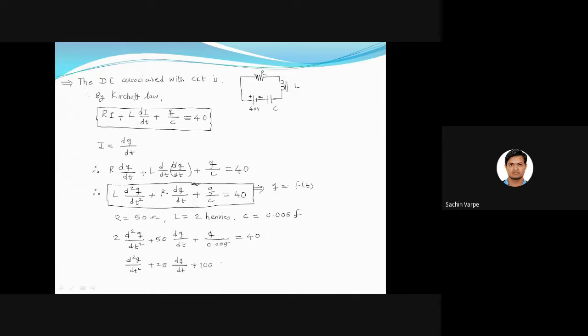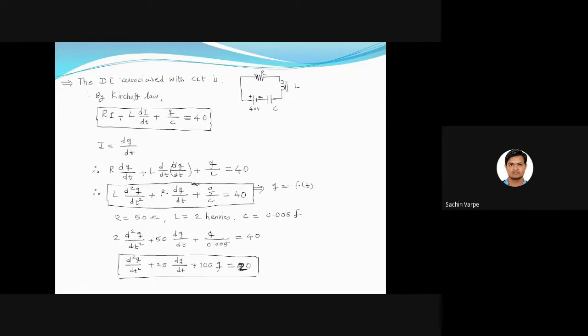100q is equal to 40, because when we divide 2 into 0.005 it will be 0.01, isn't it? And 0.01 is nothing but 1 upon 0.01, which is 100. And 40 upon 2 is 20, on the right hand side. So that is a differential equation with constant coefficients in q. Can you solve it now for q?